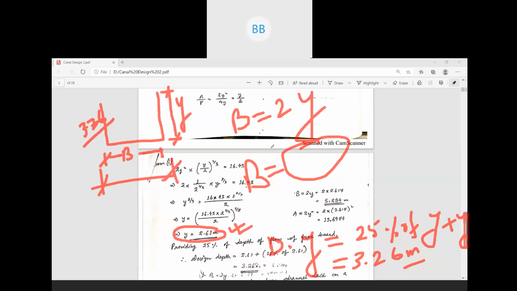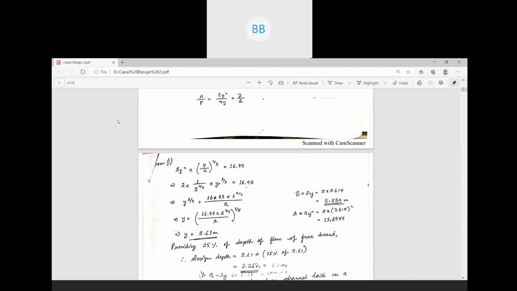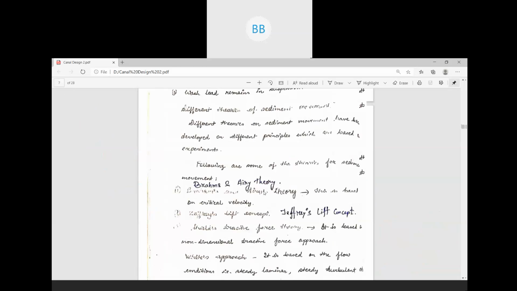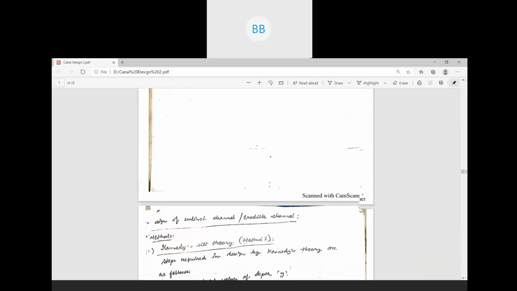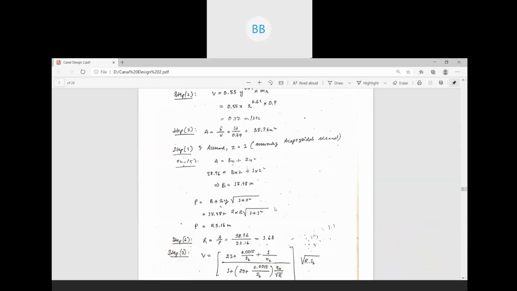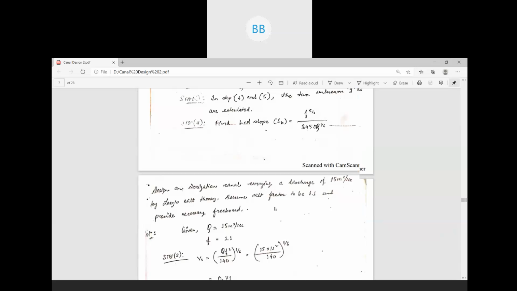Okay. So this is the method of economic section. We use this method to design rigid boundary channels, or you can say non-erodible channels. Next we have another method that is called the method of permissible velocity. First we discuss the steps and then we will move on to the numericals.